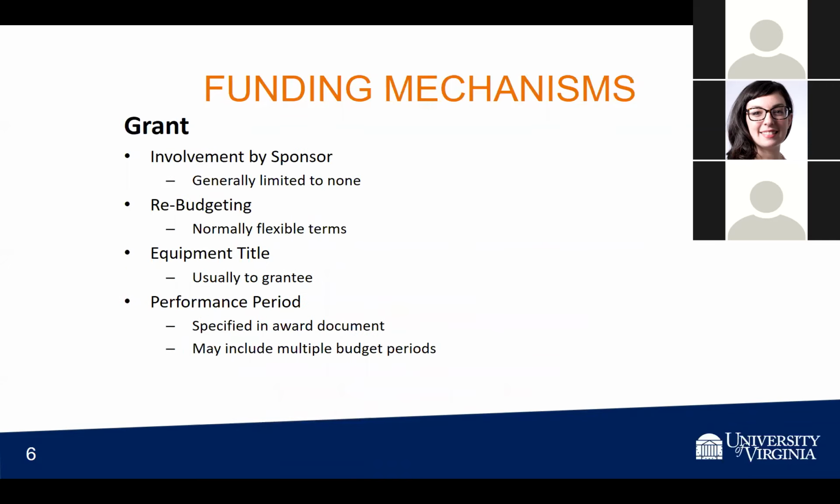Similarly, there's a little bit more about a grant. The involvement by sponsor, how up in your business is the sponsor? Typically in a grant, there's limited involvement in the programmatic and technical implementation. There's probably some reporting, some other things, but usually the grantee is the one running the show. Rebudgeting, there's normally flexible terms to that. Equipment title, usually anything purchased under an award, the title is going to vest with the grantee. And the performance period is going to be specified in the award document. There could be multiple budget periods, thinking about an NIH R01, that might be a 5-year award. There could be 5 budget periods. Those are pretty common things.